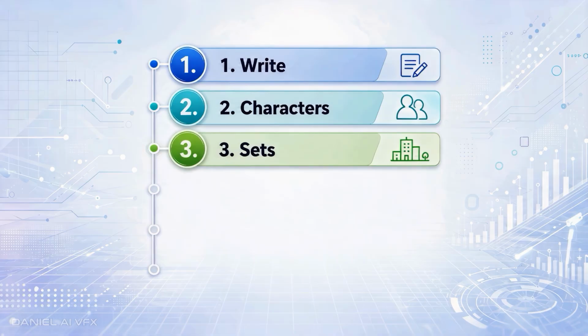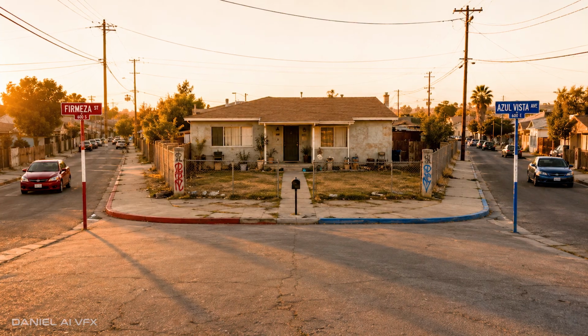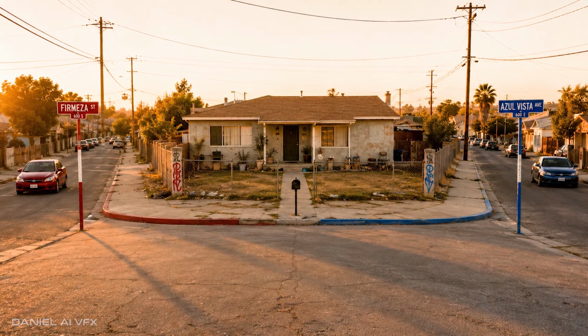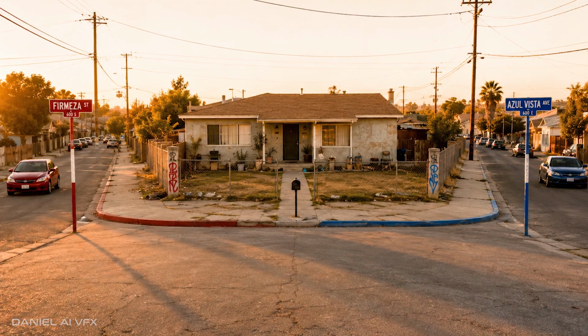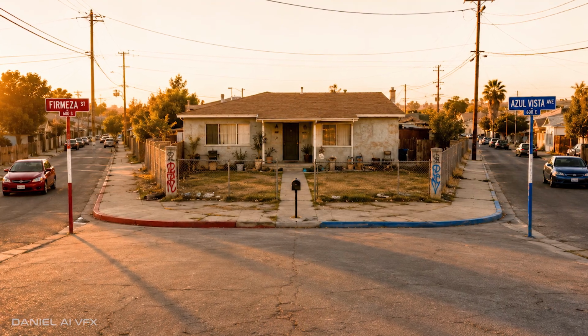Step 3, sets. So there were no major set pieces in this except for one shot. That's the shot of their house. That's the only one that I had to make sure was perfect. I needed their home to be right on the divide line between 2 different gang neighborhoods. So I needed to represent that in an image.